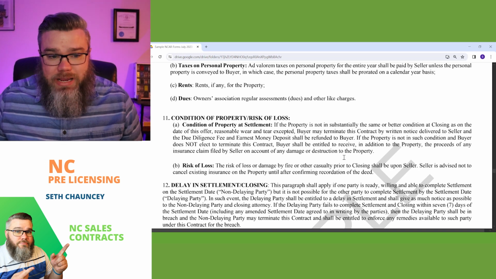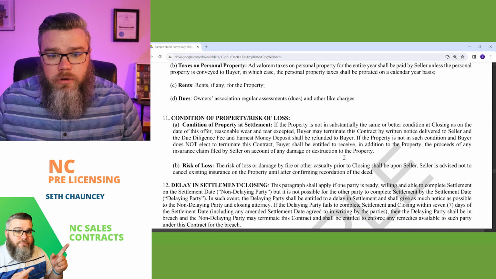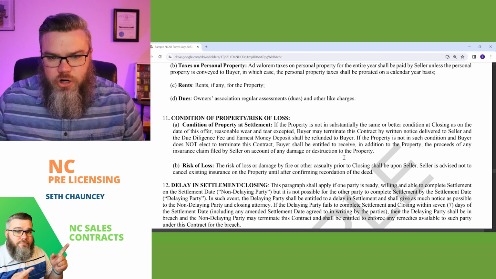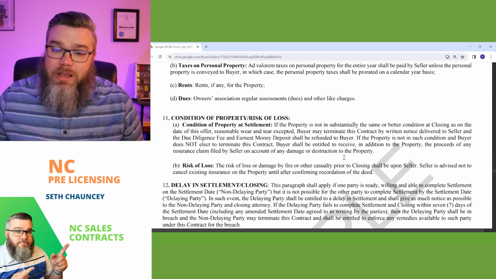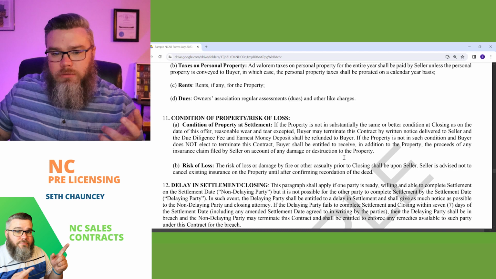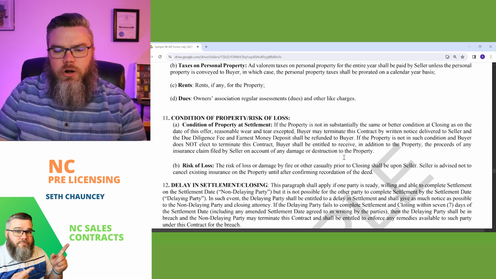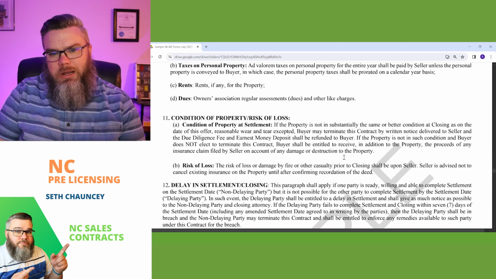Now, here's the thing to understand, though. Most buyers are getting a what? A loan. And banks are not going to lend on a burned down property and an insurance policy. So most buyers will have to terminate and just take their money. If you're a cash buyer, not a problem. You can take the insurance money. But banks are not going to fund a loan on a burned down property and an insurance policy that's pending.